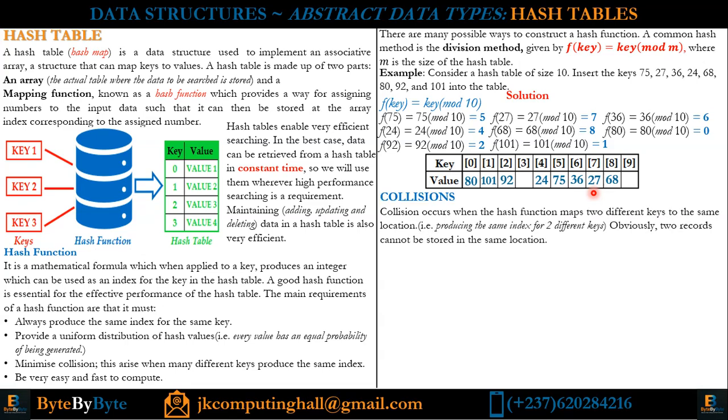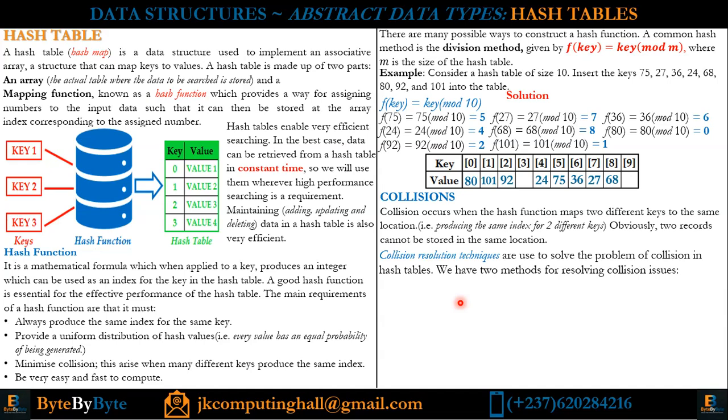Collisions. Collision occurs when the hash function maps two different keys to the same location, that is, producing the same index for two different keys. Obviously, two records cannot be stored in the same location. So this is what we call collision when it comes to hash tables, whereby our hash function produces the same index for two different keys. And obviously, this cannot be done because when we shall be performing searching, we might have some problems.